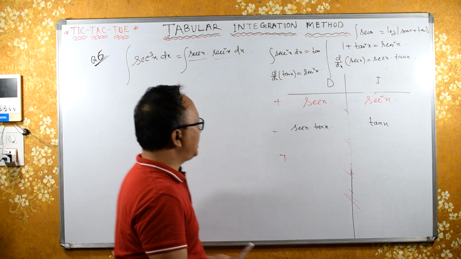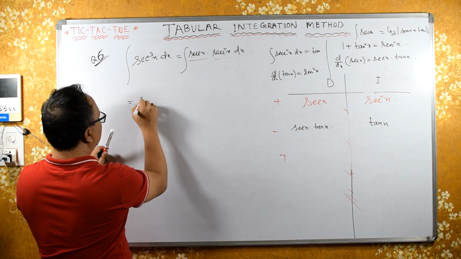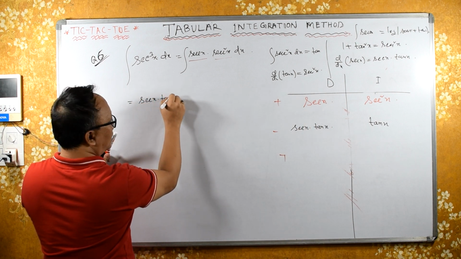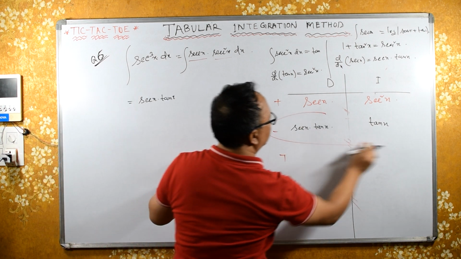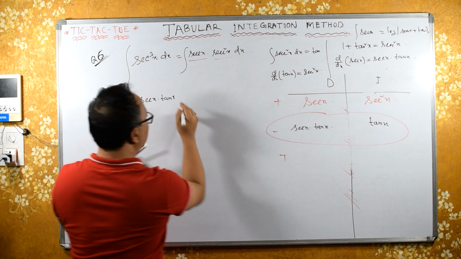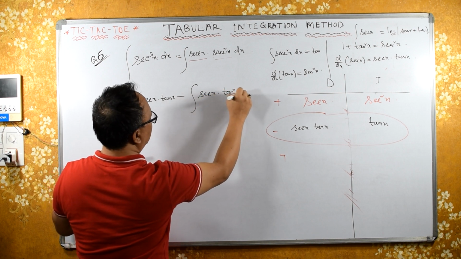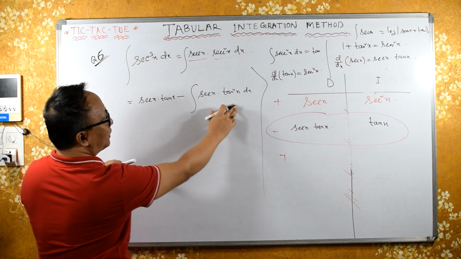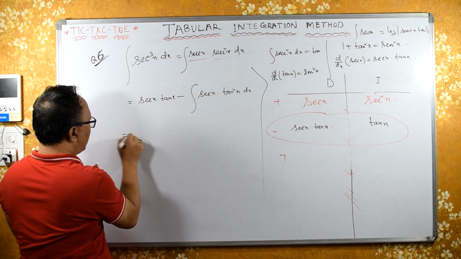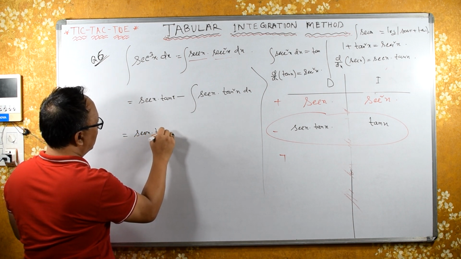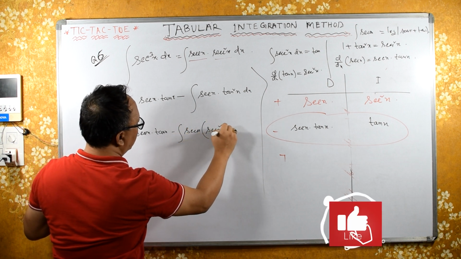Now let's see over here. This can be written as this into this, sec x into tan x, and then minus this into this. Here minus integral sec x into tan square x dx. Now what is tan square x? Let's convert. Tan square x is sec square x minus 1. So this equals sec x into tan x minus sec x, where tan square becomes sec square x minus 1.